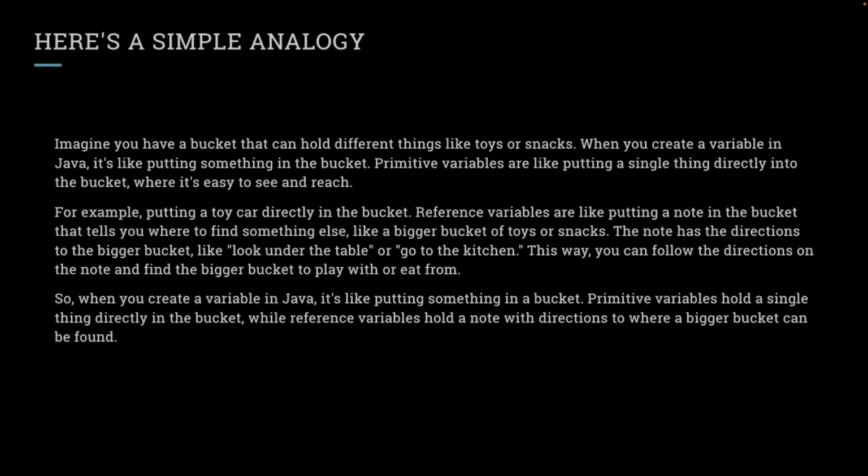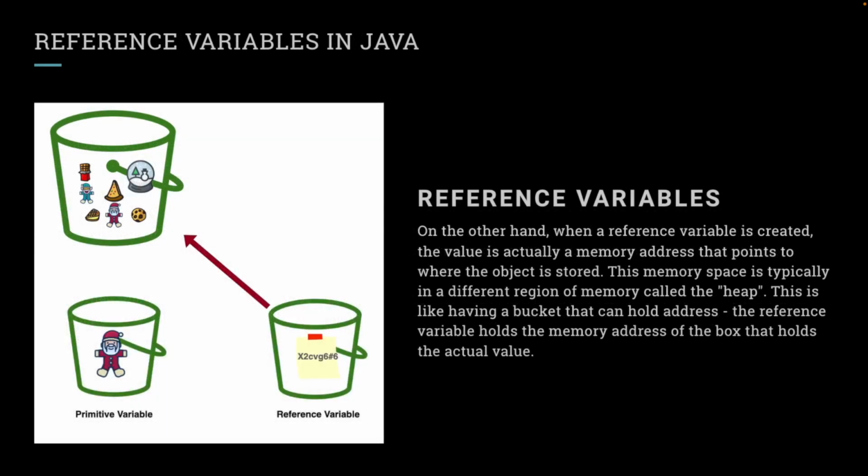Reference variables, on the other hand, are like putting a note in the bucket that tells you where to find something else, like a bigger bucket of snacks and toys. The note has the directions to the bigger bucket, like look under the table or go to the kitchen. This way you can follow those directions on that note and find the bigger bucket to play or eat from, or whatever you want to do, right? So when you create a variable in Java, it's like putting something in a bucket. Primitive variables hold a single thing directly in the bucket, while reference variables hold a note with directions to where the bigger bucket can be found. So that explains that last picture, with the buckets and the primitive variables and the reference variables with the notes.